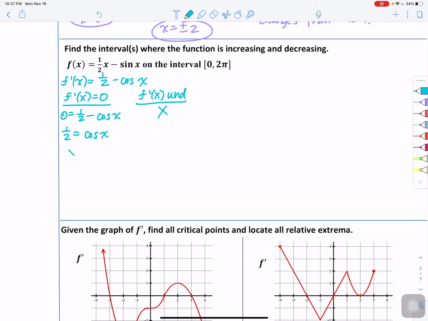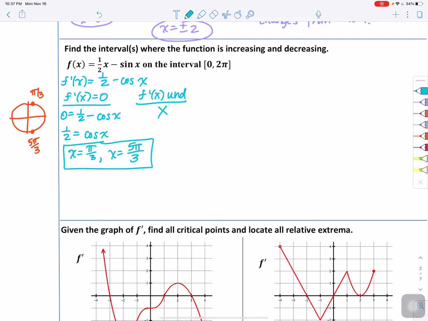And so x is equal to, now remember we're on 0 to 2 pi. Let's go ahead and draw our unit circle over here. And the cosine is the x direction, and 1/2 is small. So a positive 1/2, we would be there and there. So this would be pi over 3, and this would be 5 pi over 3. So x equals pi over 3, and x equals 5 pi over 3. These are our critical points.